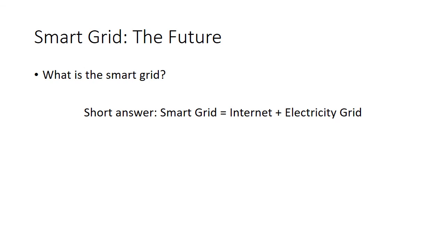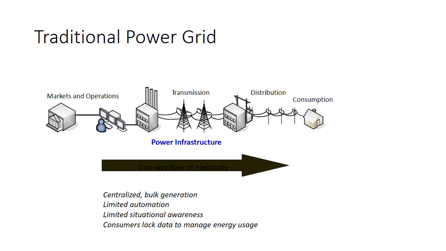So what is the future? The smart grid. What is a smart grid? The short answer is a smart grid is the electricity grid. I should probably have transportation in there, plus the internet. The traditional power grid looks something like this, where we have markets and operations or generation, and then transmission, then distribution. So the information flows one way in this setup.